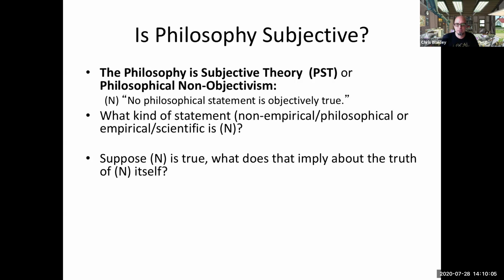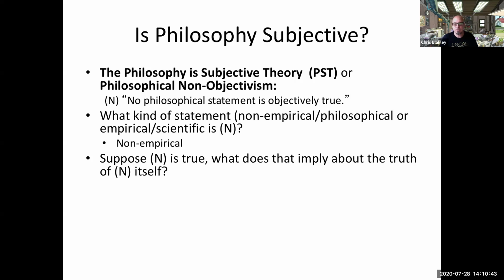Well, what kind of statement is claim N? Is it the kind of statement that is an empirical statement? Can it be proved by science, or is it a philosophical statement? If you think about it, that statement is not empirically verifiable. It's not the sort of claim that can be proven by science. It's in fact a non-empirical, which is to say a philosophical claim, right? Now, suppose for the sake of argument that claim N is true. Well, if claim N is true, then there has to be at least one philosophical truth, namely that statement itself.